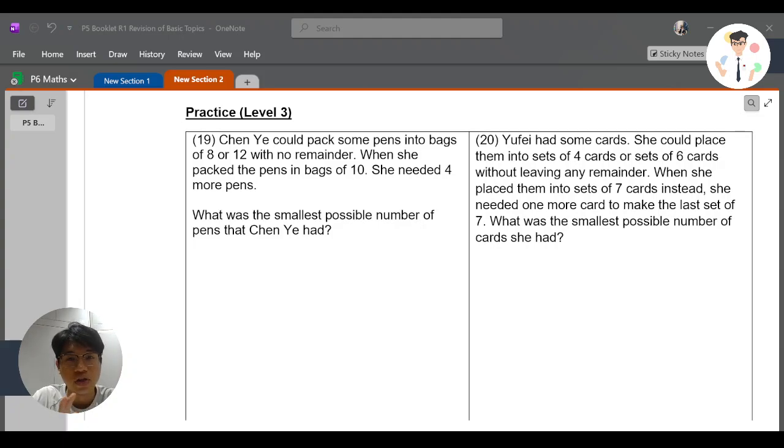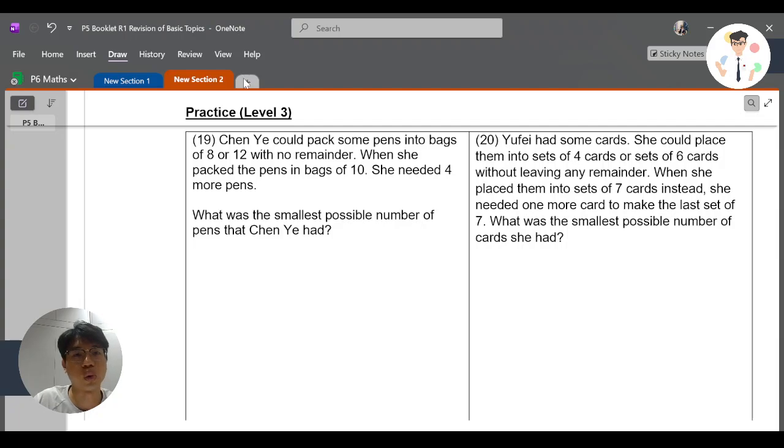So here it says that Chen Ye could pack some pens into bags of 8 or 12 with no remainder. When she packed the pens in bags of 10, she needed 4 more pens. What was the smallest possible number of pens that Chen Ye had?